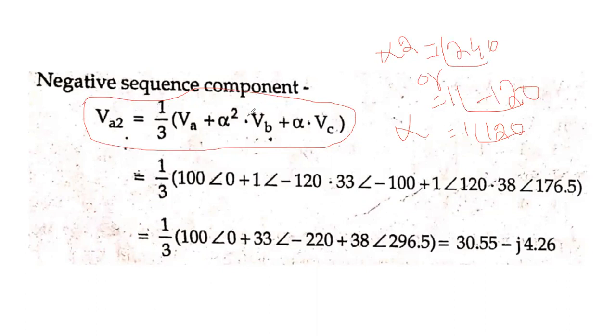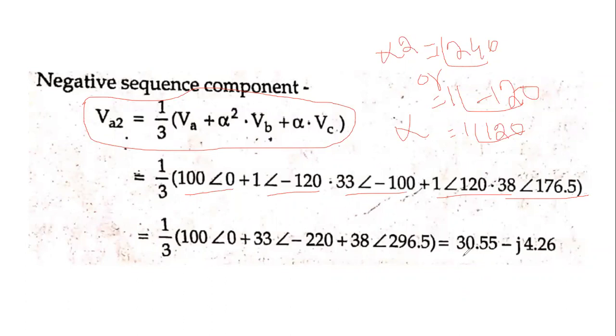Then we substitute all the values in this equation. Therefore, it is equal to 1 by 3. VA is 100 at an angle of 0 degrees, and alpha square is 1 at an angle of minus 120. VB is equal to 33 at an angle of minus 100, and alpha is equal to 1 at an angle of 120. VC is equal to 38 at an angle of 176.5. Then simplify these values.